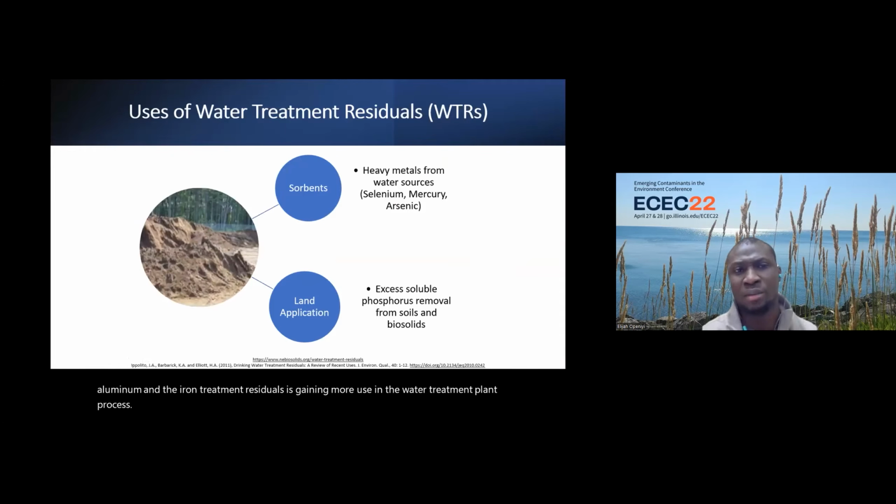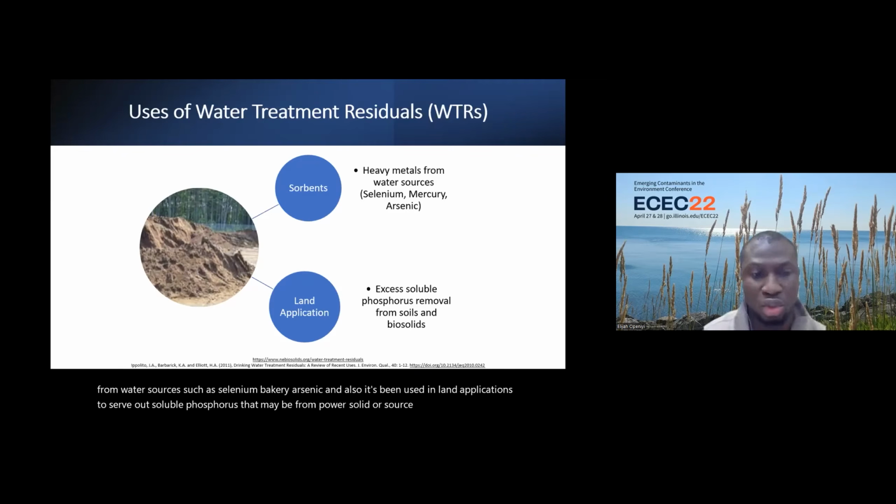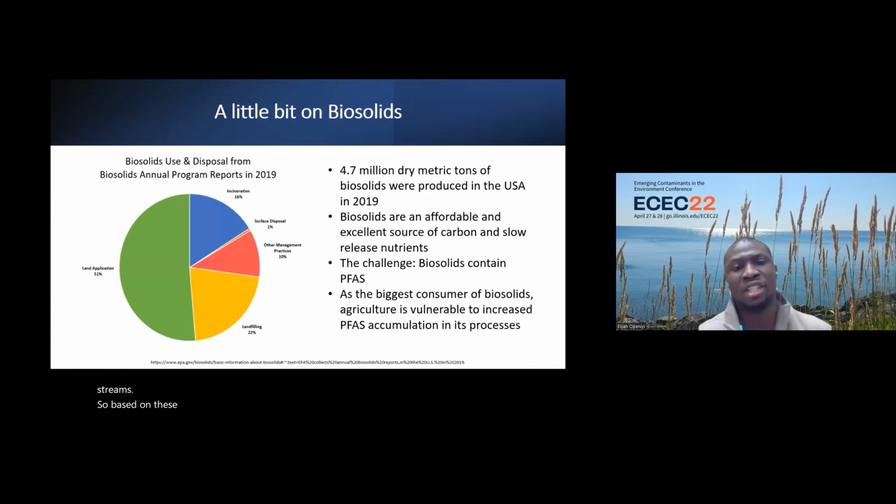So after it's been used for the water treatment, the dirty coagulant, which is now the treatment residual, has been shown by studies to sorb heavy metals that may be leaching out from water sources such as selenium, mercury, arsenic, and also it's been used in land applications to sorb soluble phosphorus that may be from biosolids or soils leaching out into streams. So based on these cationic properties, we decided that we could use it for PFAS leaching from biosolids.